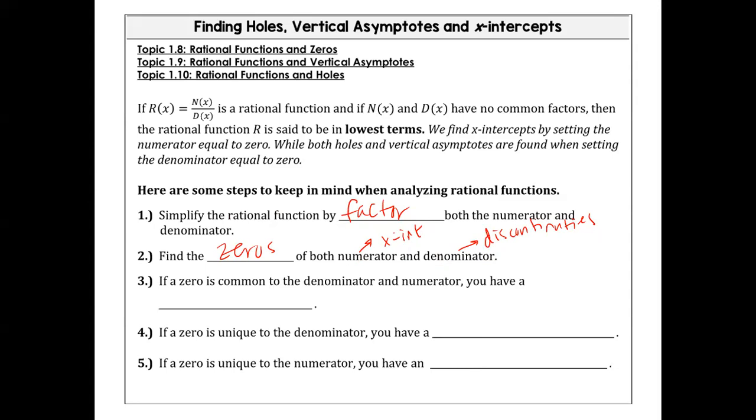Got it? All right, if a zero is common to the denominator and the numerator, you have what's called a hole in your graph. If the zero is unique to the denominator only, that's when you have only a vertical asymptote. And again, reiterating, if the zero is unique to the numerator, that's your x-intercept, AKA a root of your function, where you're going to cross the x-axis.